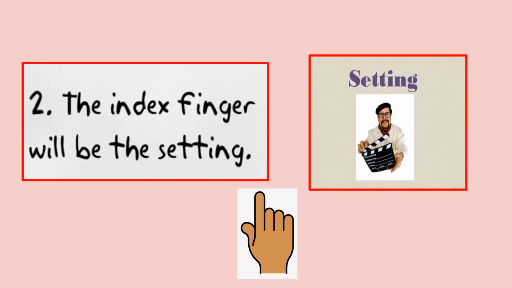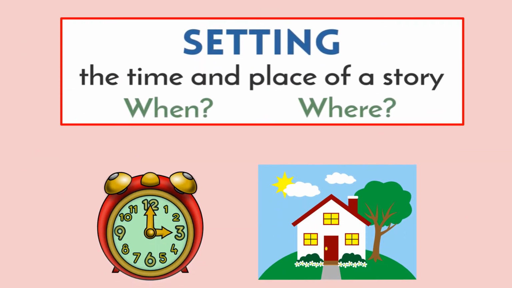Next is our index finger. So our index finger would be settings. Now what is setting? By setting, you mean the time and place of a story. So where is the story happening? Suppose in a particular story, it is happening in the jungle. So the setting would be jungle.